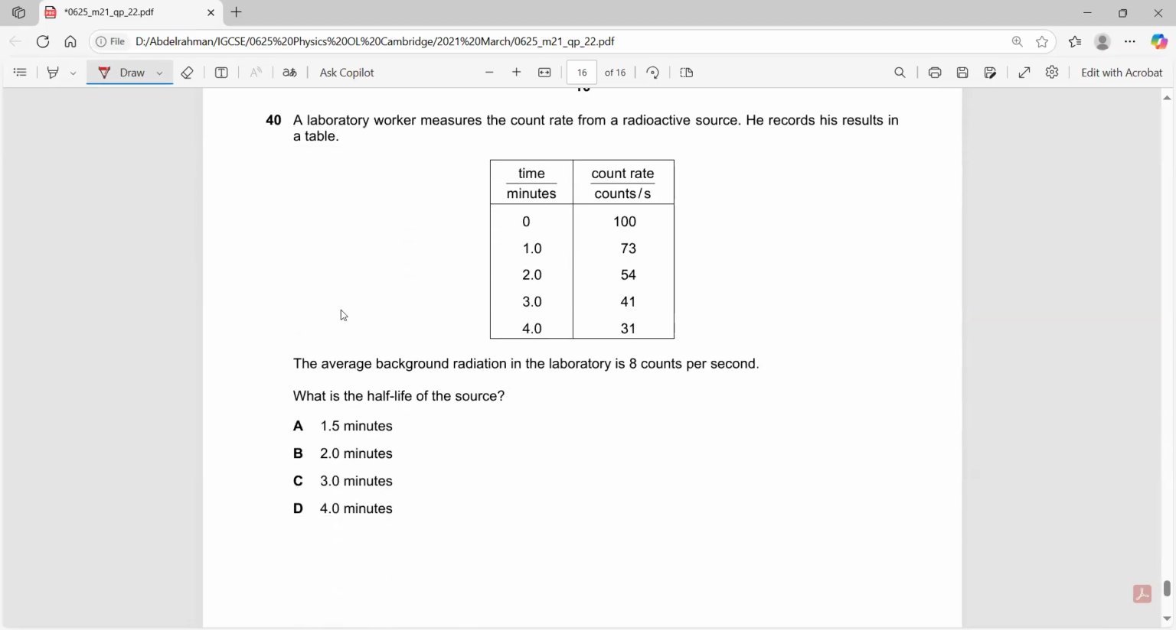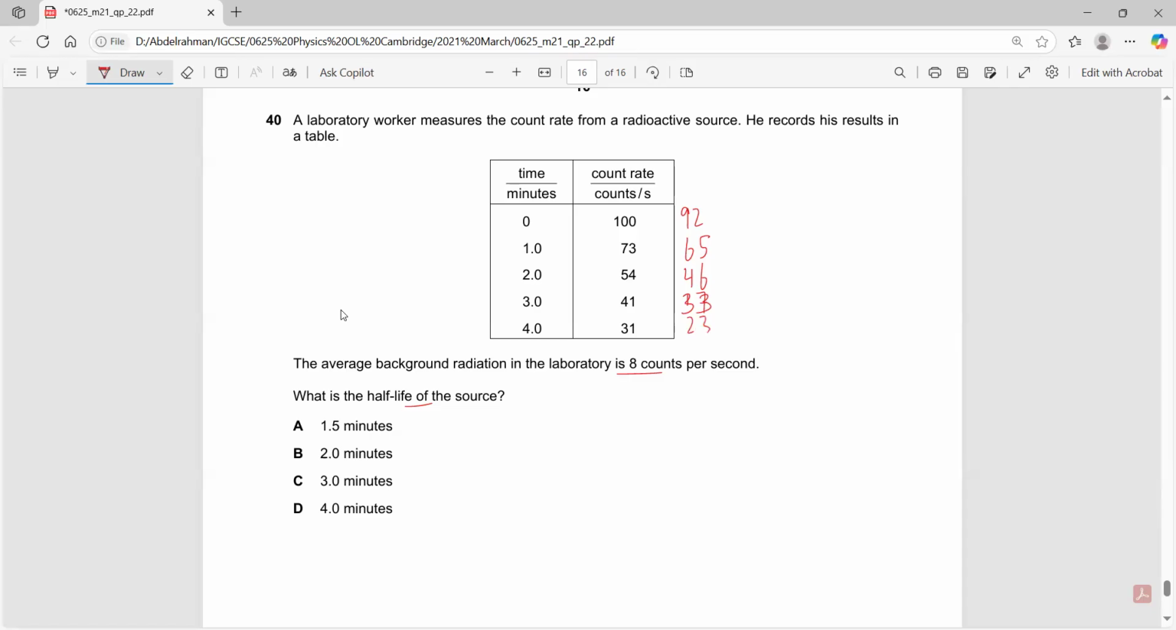Okay. The average background radiation is 8 counts per second. What is the half-life of the source? Can I find the half-life of the source? Yes. So if we subtract 8 from each of these values, this would be 92. This would be 65. This would be 46, right? And if you subtract 8, this would be 37. I'm sorry, 33. Okay.